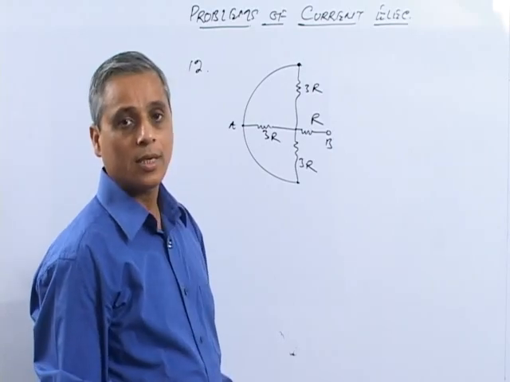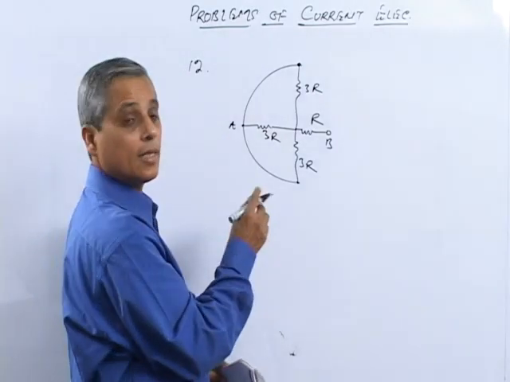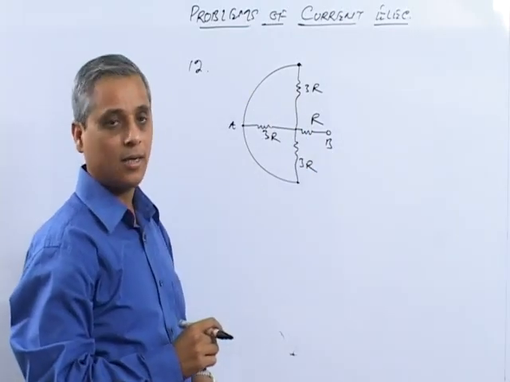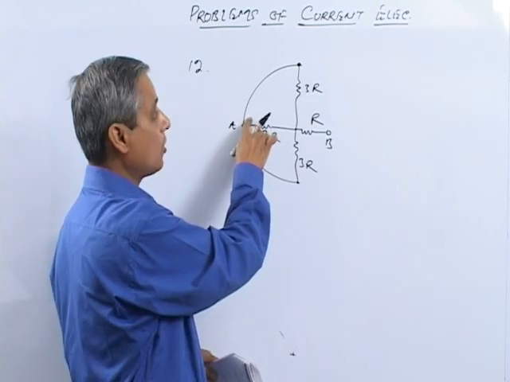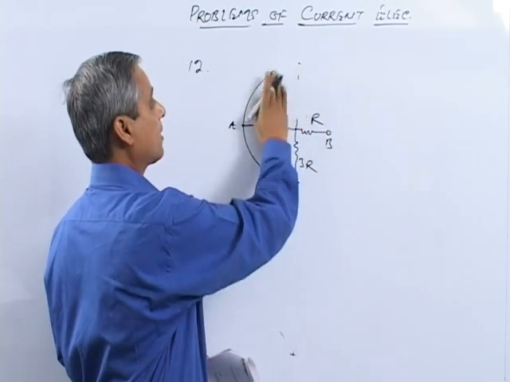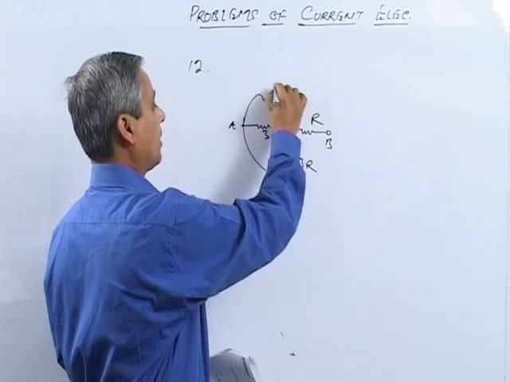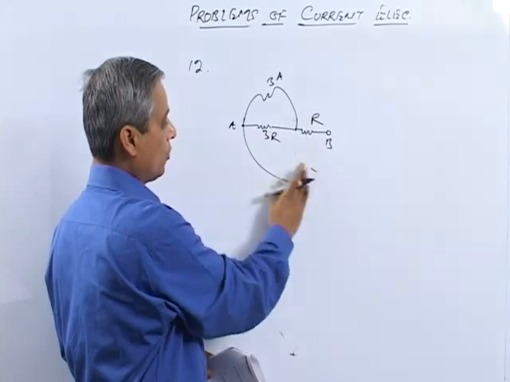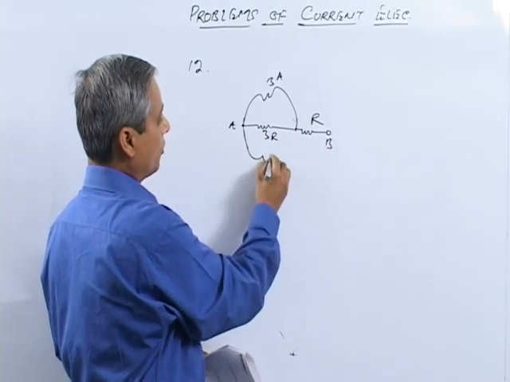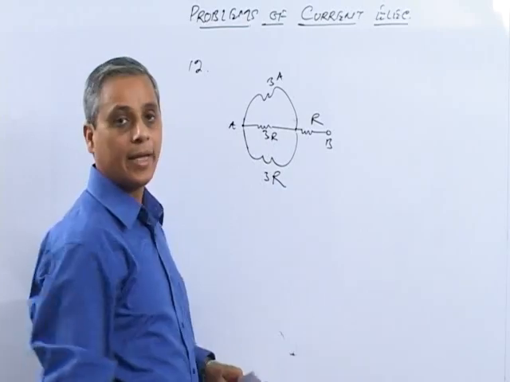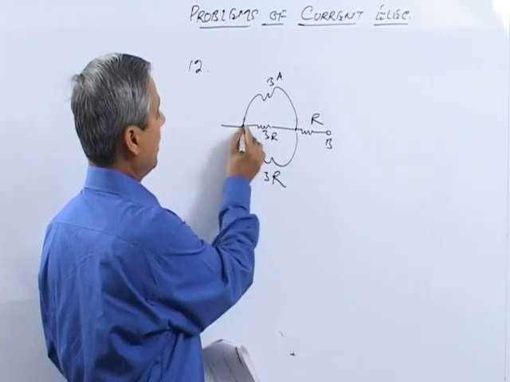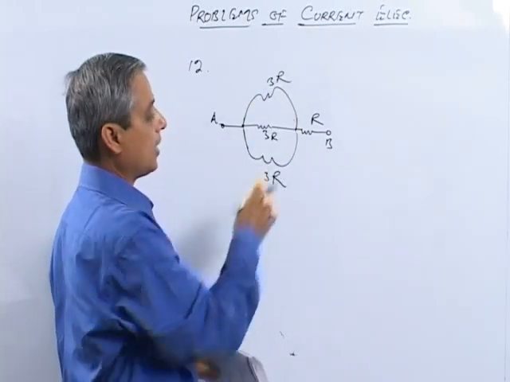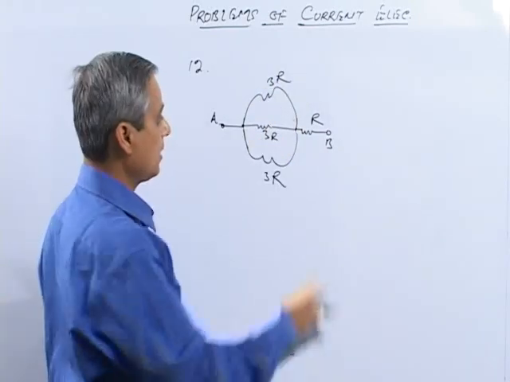So here it is quite visible that this 3R and this 3R are in parallel, because this is directly connected to this. So you can draw it like this, a 3R connected to A. Similarly, this is also connected to A directly, so you can again redraw it to connect to A. So now it is eminent that this 3R, this 3R and this 3R are in parallel, and this R is in series.